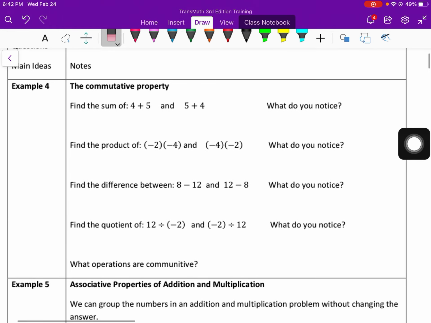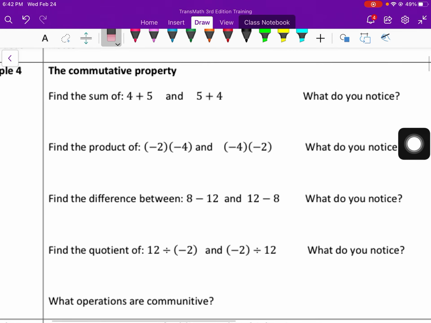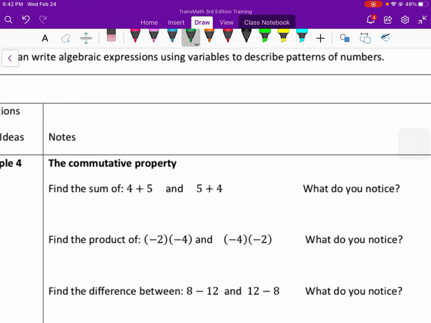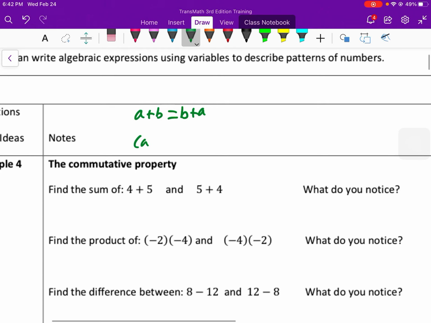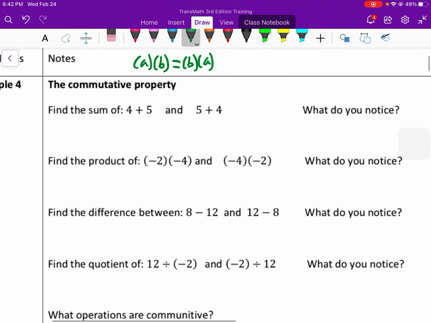So the commutative property states that when we have a plus b, if it's commutative, that equals b plus a. And the same then goes for multiplication. So a times b equals b times a. So let's look at the commutative property.